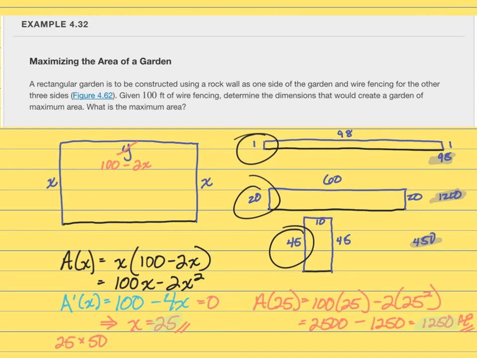And notice, we weren't too far off right here. We got up to 1200 just guessing and messing around. But in reality, what we need is the dimensions of 25 by 50. So there we go. That's a maximization problem. You see in the end, it's just finding the maximums of a function. The tricky part is the first part, where you build the function from the story problem.